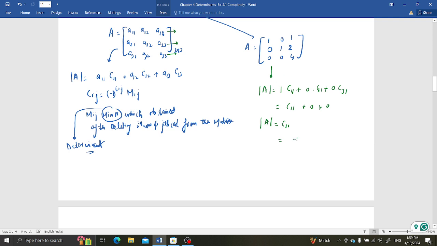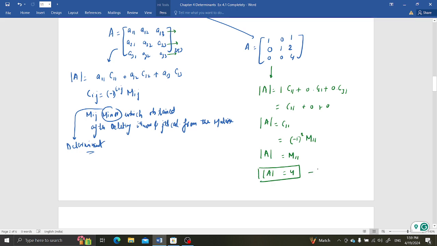C11 is equal to (-1)^(2) M11, so it is equal to M11, the determinant of A. So here the determinant of A is M11. M11 is obtained by removing the first row and the first column. What do we get? 4. So the determinant of A is 4.